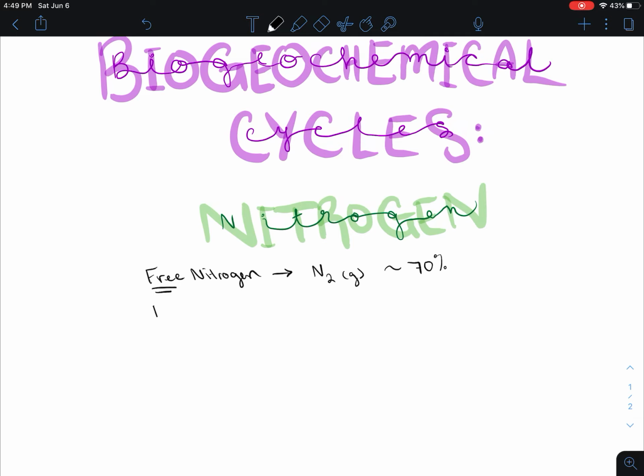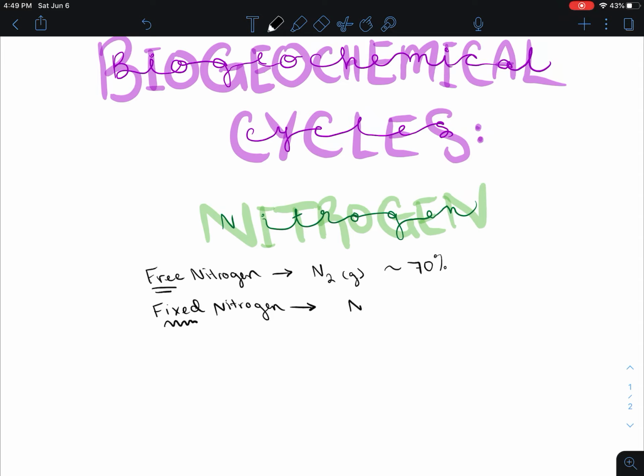So what we want to have happen for the food chain and organisms to be able to use that nitrogen is we want it to become fixed. It doesn't mean that it was broken as N2 gas. It just means that it wasn't really useful for organisms. So when that nitrogen is fixed, it's in a more solid form that can be taken up by organisms.